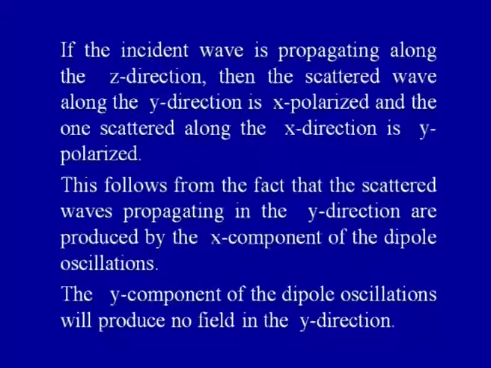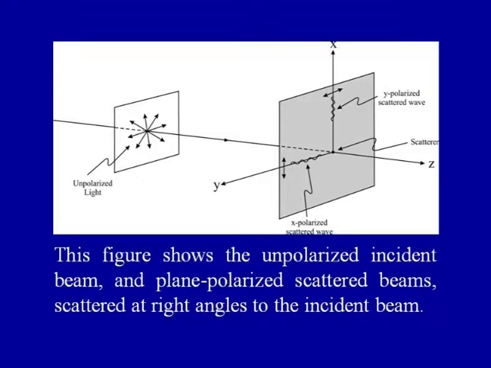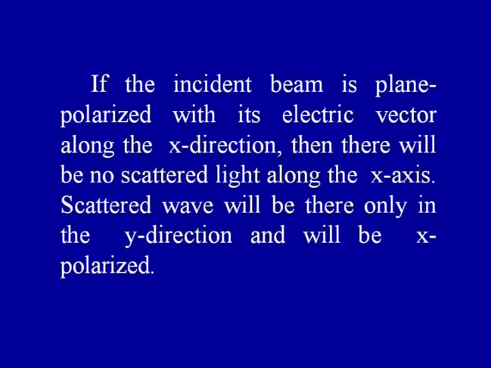This follows from the fact that the scattered waves propagating in the y direction are produced by the x component of the dipole oscillations. The y component of the dipole oscillations produces no field in the y direction. You see, the y component produces no field in the y direction, and the x component produces no field in the x direction. That is the situation. If the incident beam is plane polarized with its electric vector along the x direction, then there will be no scattered light along the x axis. The scattered wave will be there only along the y direction, and it will be x polarized.